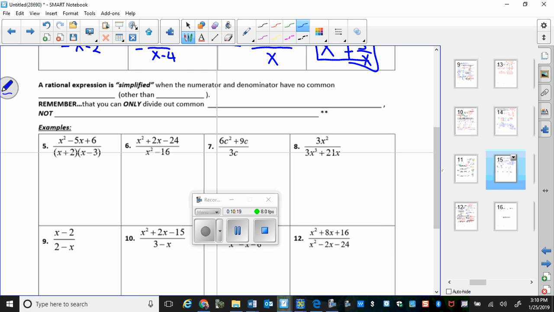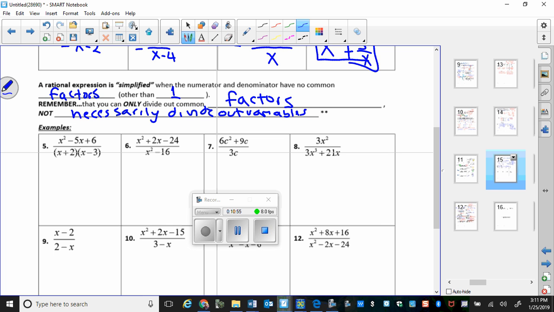Now, a rational expression is simplified when the numerator and the denominator have no common factors other than 1. Why am I repeating this? Because you have to. You have to get this in your head. Remember that you can only divide out common factors. You cannot necessarily divide out variables.